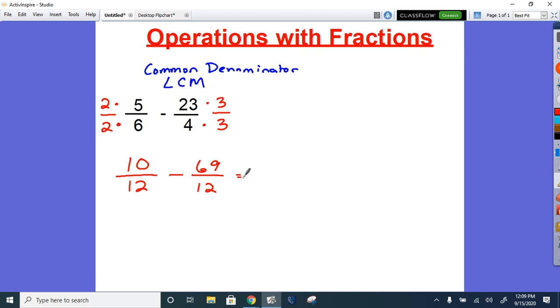I use my integer rules again. So I know my denominator is going to stay the same. It's going to stay as a 12. And then I subtract my numerator. 10 minus 69 is negative 59. We still use those same integer rules where we add and subtract. The last thing I would try to do here is try to reduce this, which actually I can't. 59 being a prime number, I can't actually reduce any of this by a common factor, so I'm actually done right there.